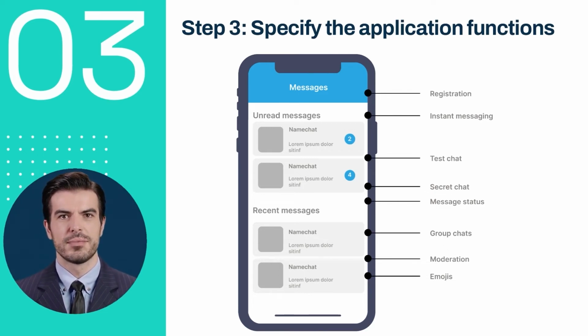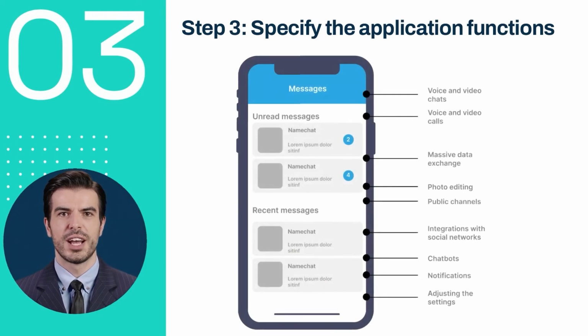Instant messaging. The idea of a messaging application is to deliver brief text from one user to another. This is the prime function of your application, so each detail of this process must be studied and developed thoroughly. Text chat. Secret chat. Message status. Canceling messages. Group chats. Moderation. Emojis.